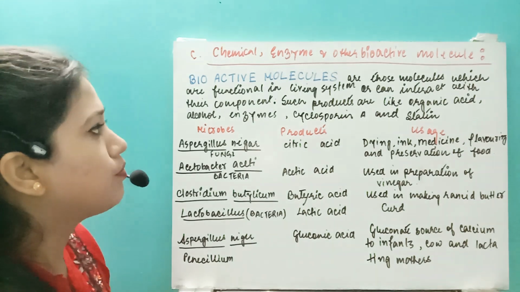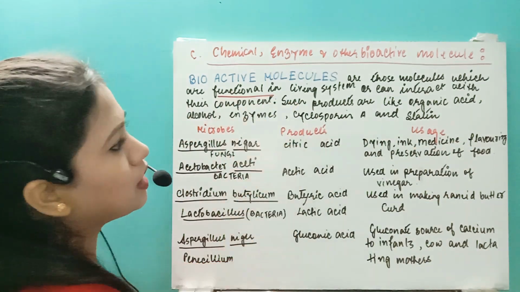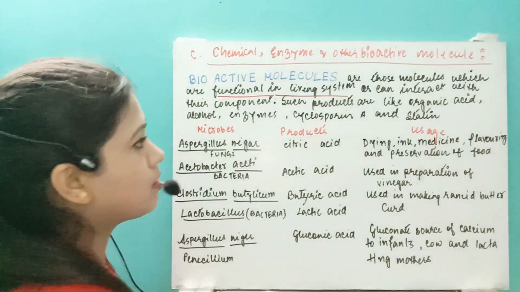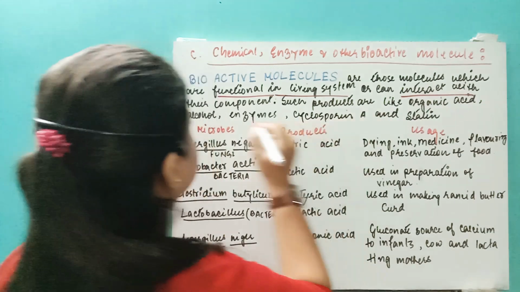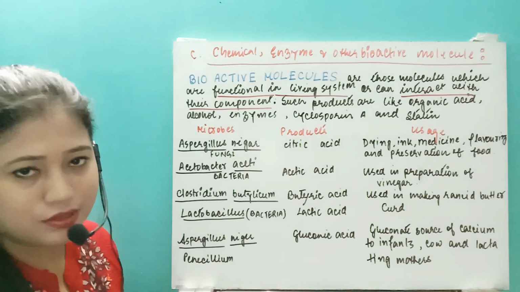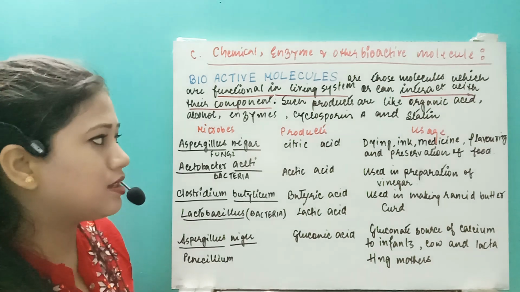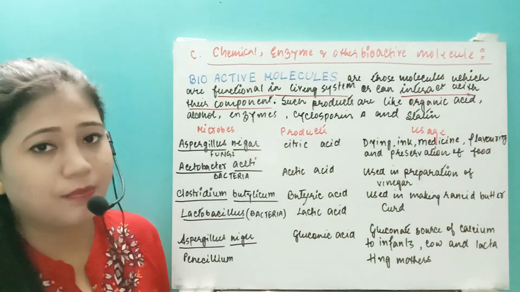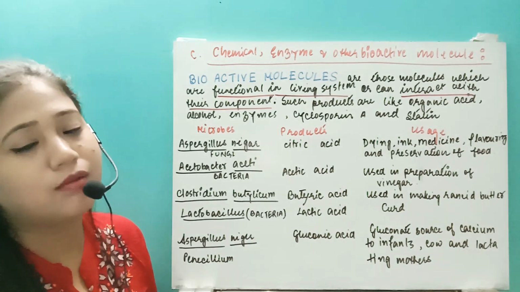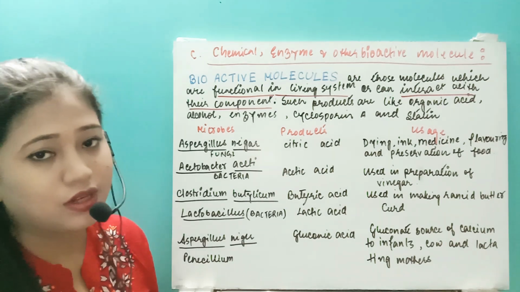So see, first of all, what are the bioactive molecules? These are the molecules which are functional in the living system. Remember that bioactive molecules are functional in the living system, and they can interact with its components, the components of the living system. Such products are organic acids, alcohol, enzymes, cyclosporine A, statin, etc. So we will see all of them one by one. First of all, let us see some of the microorganisms, fungi and bacteria, then what type of products we can extract and what are their uses.